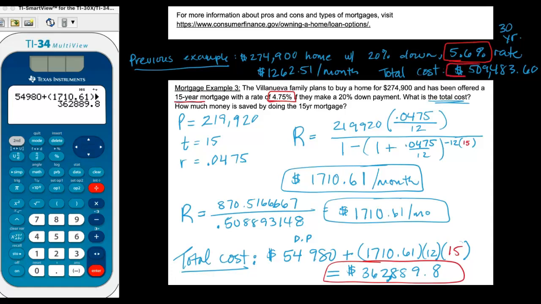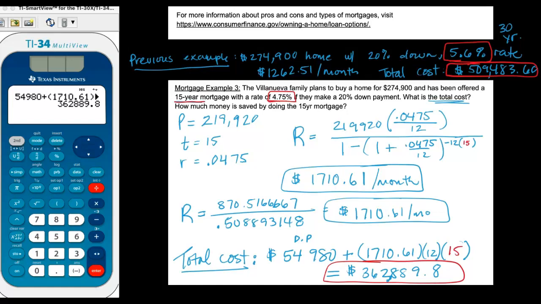It sounds like a lot of money, but let's compare that to the previous total. So it's kind of crazy. Look at the difference. With the 30-year loan at 5.6%, the total cost is $509,483.60, whereas with a 15-year loan and a smaller rate, you're at $362,889.80. So a huge difference.